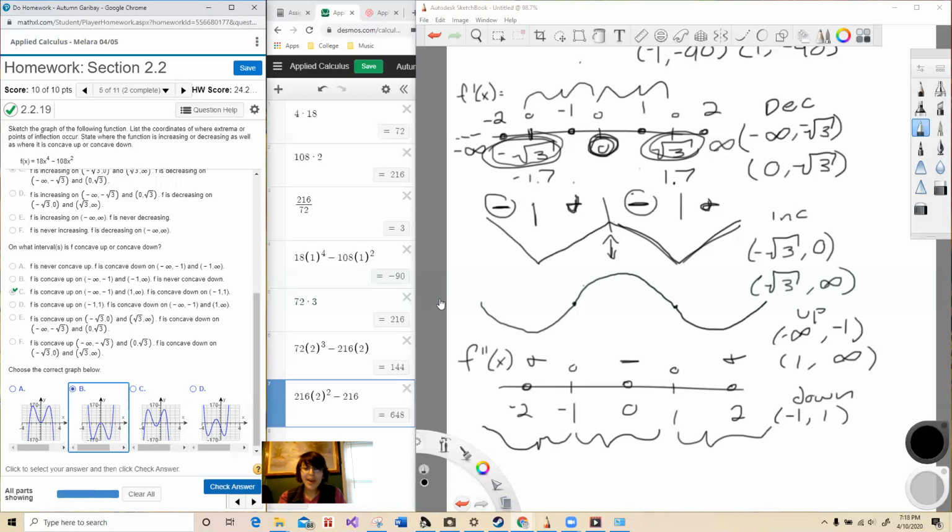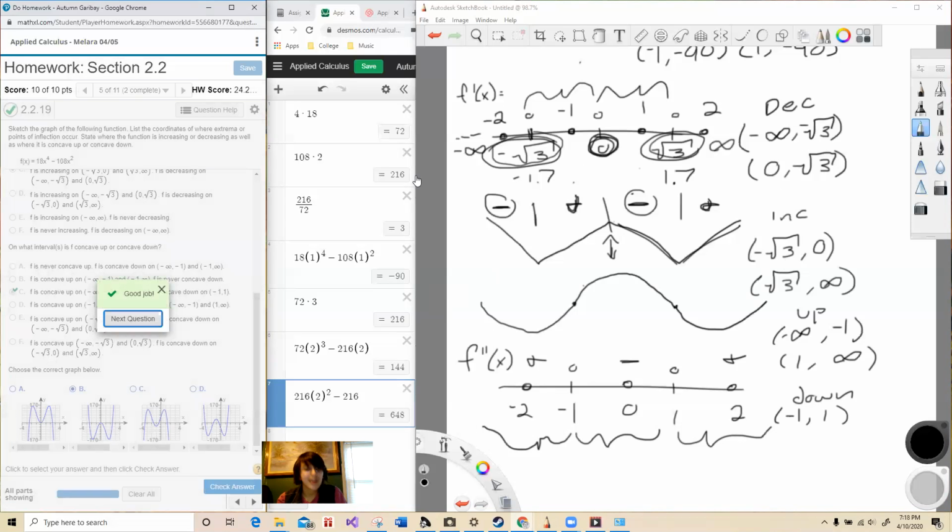So we don't have to do any fancy graphing. All the work we did kind of gives us a sense of what this should look like. So let's see if that's right. Good job. Actually, to you, good job.